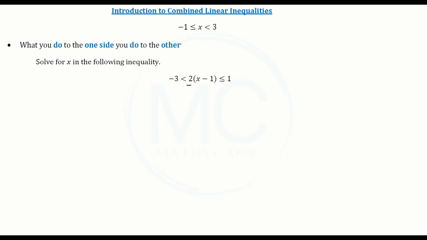3 and 1 are not divisible by 2. We will get fractions. So in a case like this, let's expand our bracket. So we have negative 3 is smaller than 2 multiplied by x, which is 2x, 2 multiplied by negative 1, which is negative 2, is smaller than or equal to 1. Remember that when you're expanding the bracket, we are simply rearranging the terms, so we don't have to do anything to either side of our inequality.